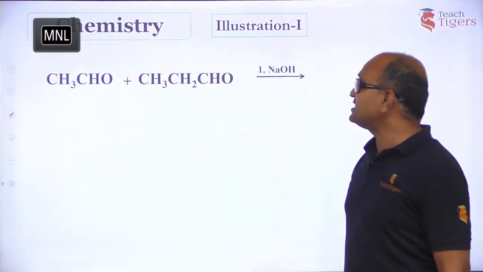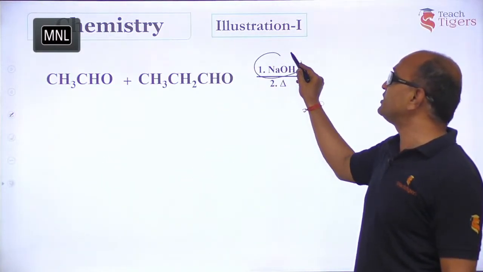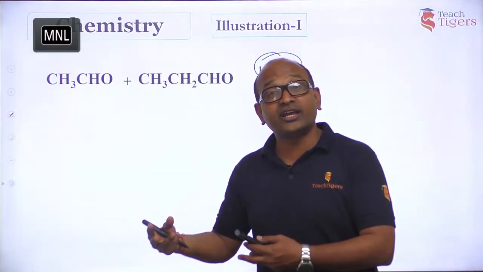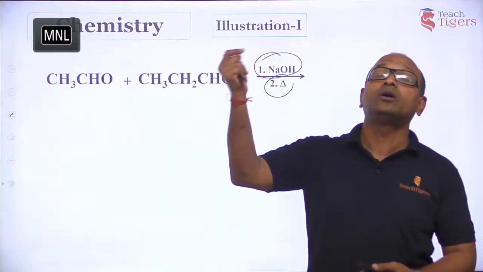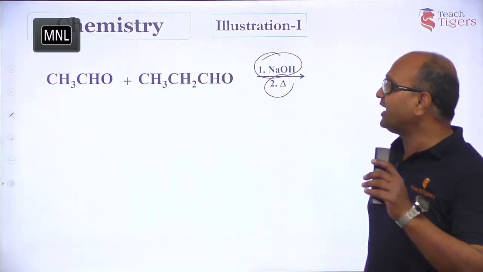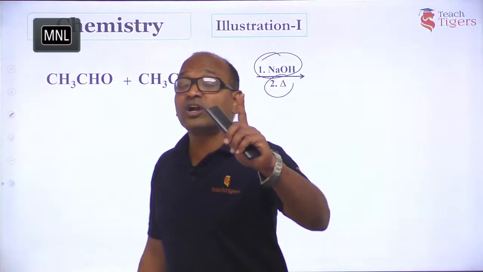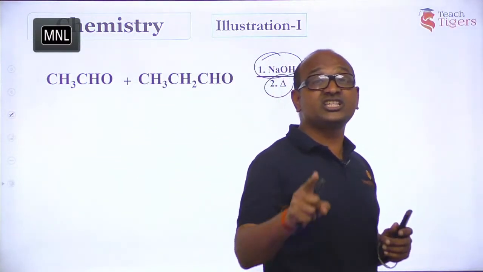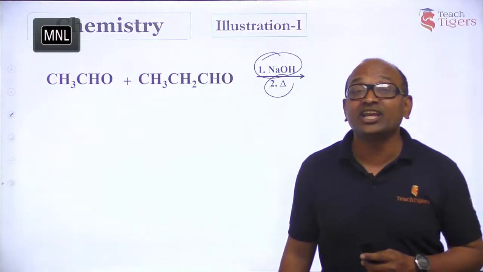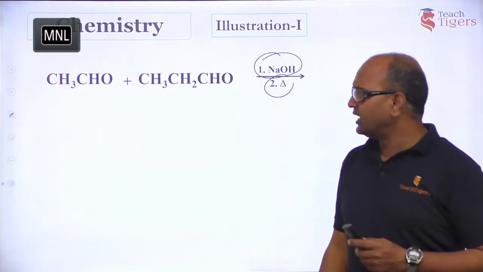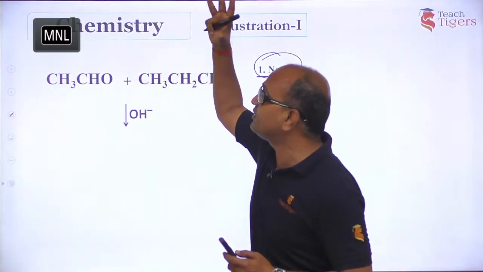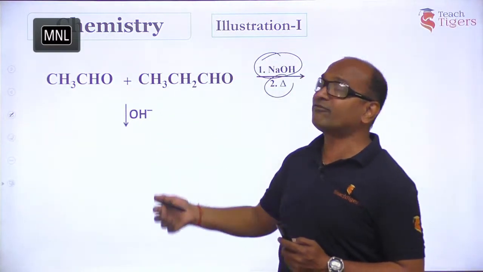As I told you, this reaction is carried out in the presence of an alkali. Then the beta hydroxy aldehyde formed, on heating, would give you alpha beta unsaturated product. Anyway, the first step in the aldol reaction is the formation of an enolate ion. Let us check it out. When I treat this mixture with a base, it removes an alpha hydrogen.